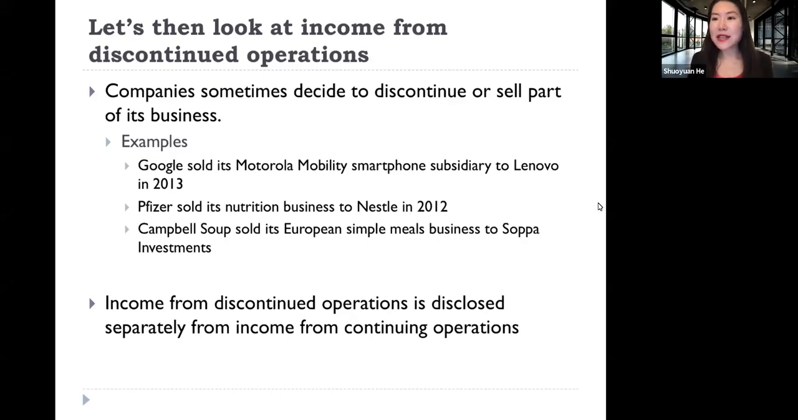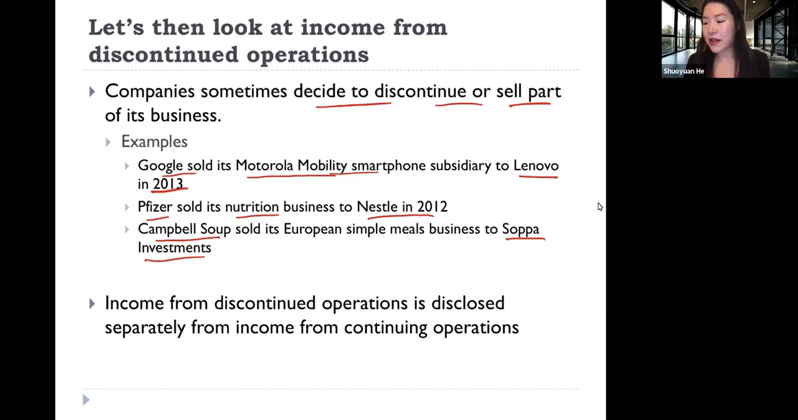So having looked at the income from continuing operations, now let's look at income from discontinued operations. Companies sometimes decide to discontinue or sell part of their business, which is very common for firms. Examples are: Google sold its Motorola smartphone subsidiary to Lenovo in 2013. Pfizer sold its nutrition business to Nestle in 2012. Campbell Soup sold its European single meal business to Super Investment. So it's very common for firms to discontinue or sell part of their business.